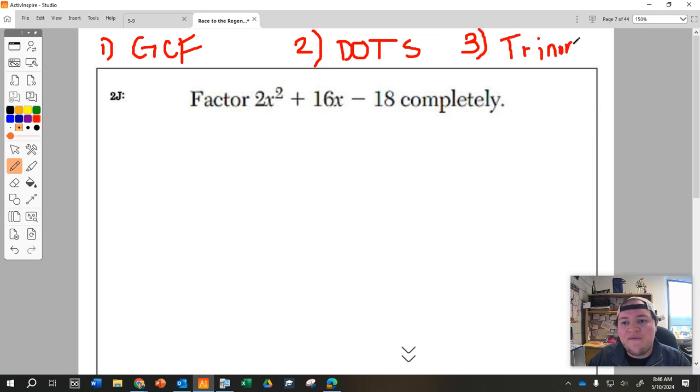Okay. So when you factor completely, which technique do you always try and deploy first? GCF, dots, or trinomial? Always GCF. So the GCF is the most they all have in common. What's the biggest number that divides into 2, 16, and 18? And remember, the GCF can't be any bigger than the smaller of your numbers. So if I'm looking at 2, 16, and 18, my GCF couldn't be any bigger than 2. Because if 4 went into 16 and 4 doesn't go into 18, but if it did, 4 couldn't possibly work because it doesn't go into 2. So my GCF is going to be as big as my smallest number, which is 2. So my GCF is going to be 2.